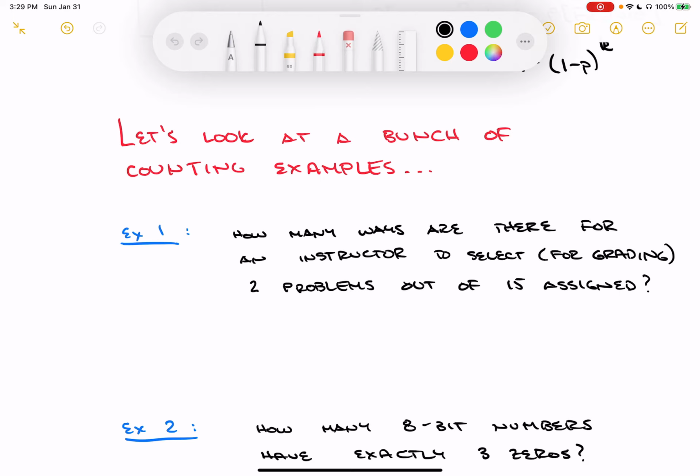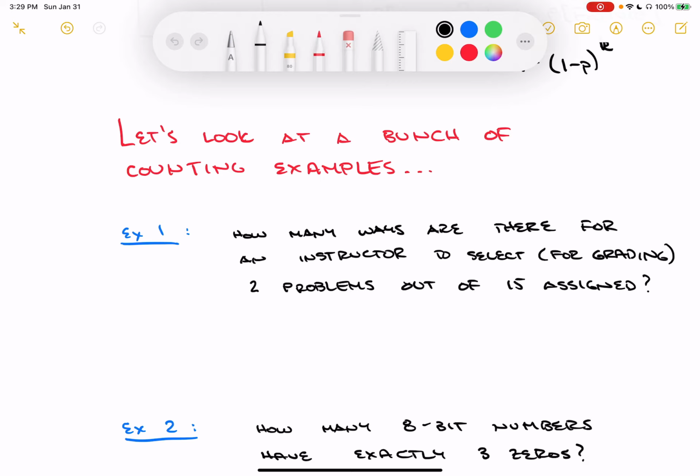So let's take a look at this first one. This first example says the following. How many ways are there for an instructor to select, let's say for grading, 2 problems out of 15 that were assigned? This is similar to how I do things, right? I usually assign 3 problems and then I collect 1 for grading. In this particular case, this used to be the old way I did it. I'd make bigger assignments less frequently, and maybe you'd have 15 problems assigned on that, and then I'd collect 2 for grading. So how many different ways could I select those 2 problems for grading?